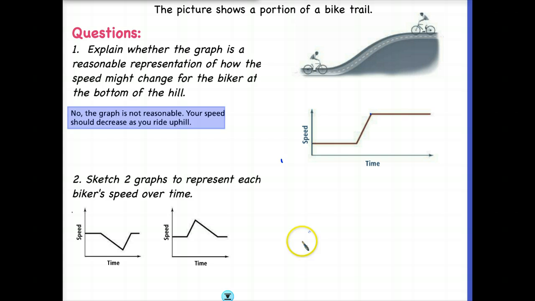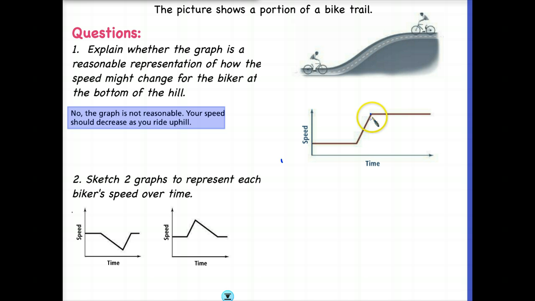If we look at our second graph here, we are traveling at a constant rate of speed, and then we go very fast. We are increasing in speed this whole time, and then we slow back down and continue on at our constant rate. And that would represent our second biker. And that is very similar to this graph. We have a constant rate of speed.